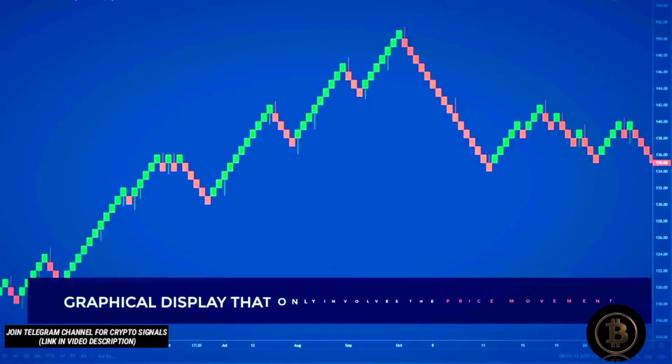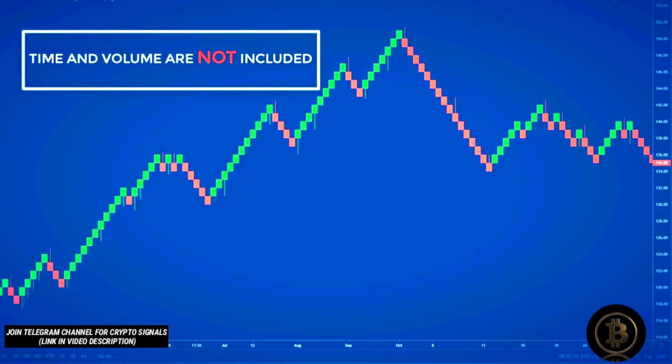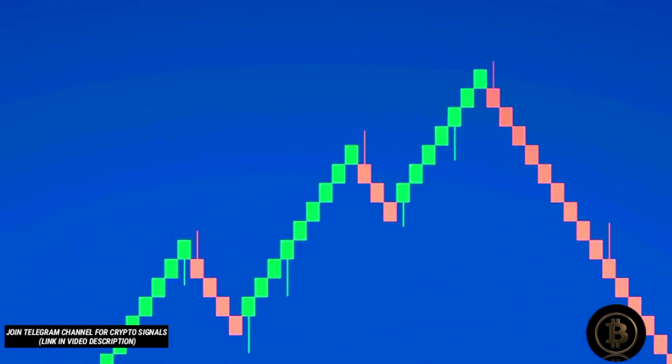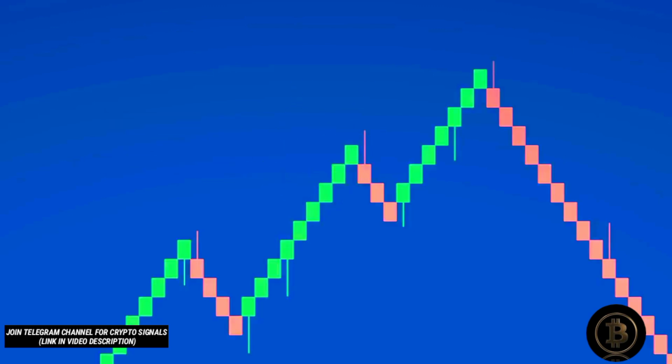So what is a Renko chart? A Renko chart is a graphical display that only involves price movement. Because time and volume are not included in the construction of a Renko chart, it's important to note that the body of a Renko brick is formed in the next column once the price exceeds the top or the bottom of the previous brick by a predefined amount. In this case, I use a 100 brick, but you could use any brick size you want: 10, 20, it all depends on your trading style.